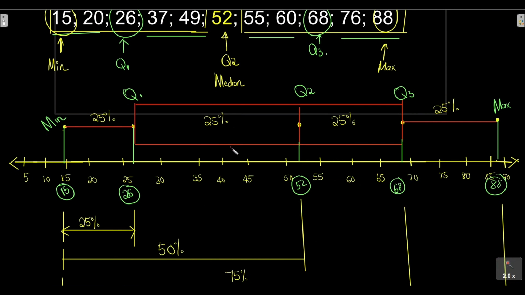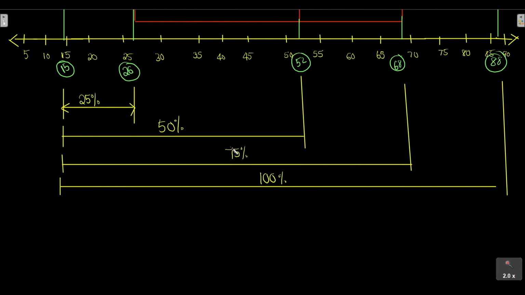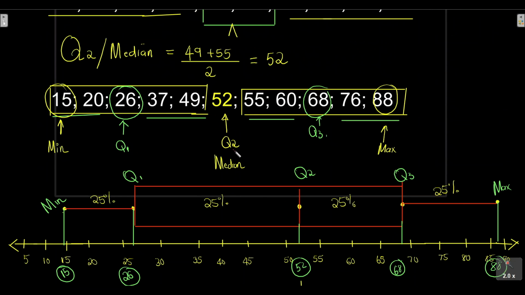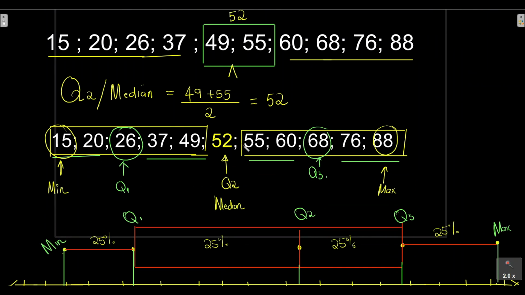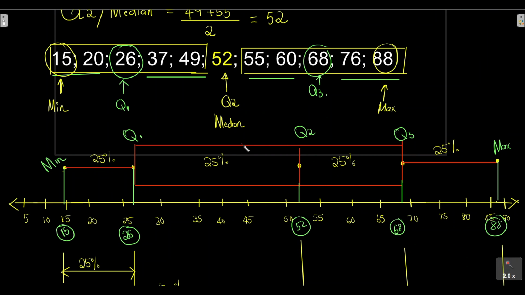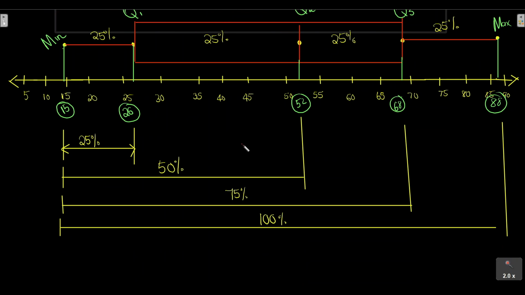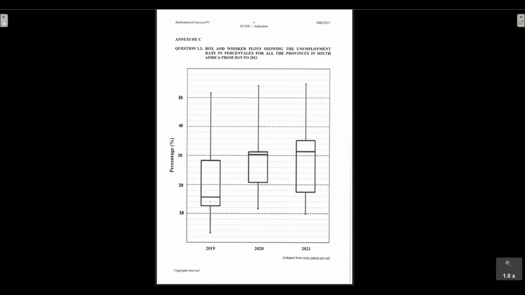All right, I hope you appreciated me going deeper into how you analyze your box and whisker diagram, what it means when you're talking about percentiles, and what it means when you're talking about the 5 number summary. From this, we should be more than ready to have a look at the questions that are given to us.